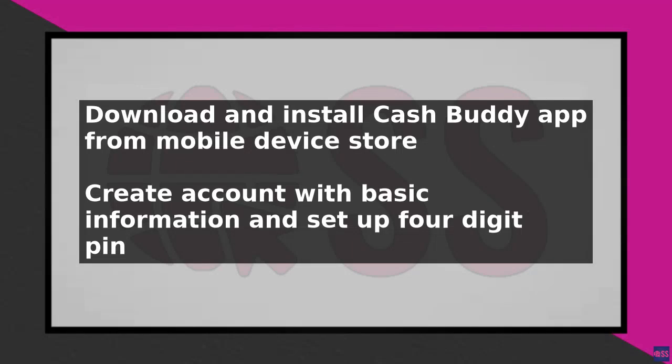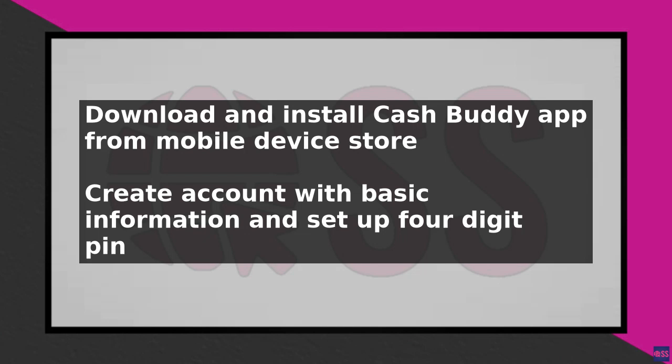To use the CashBuddy app, start by downloading and installing it from the App Store on your mobile device. Once installed, open the app and create an account by providing some basic information such as your name, email address, and password. You will also be required to set up a 4-digit PIN for added security.